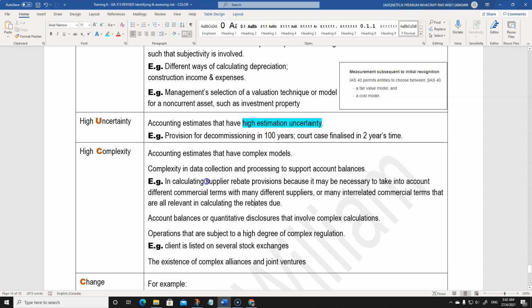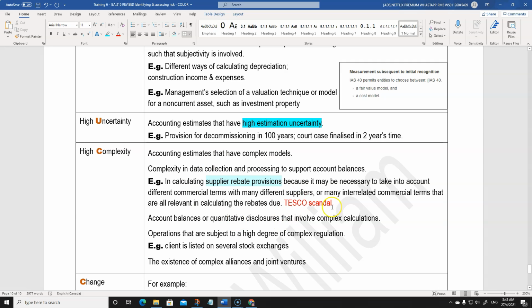Another example is the area of supplier rebate provisions. A very good example here would be the case of Tesco. And Tesco had a scandal a few years ago. The auditors were Pricewaterhouse and they did not manage to pick it up. One of the reasons why they did not pick it up was because the materiality level was very high. You can go on the internet and check out that scandal. But the area of misstatement was the area of the supplier rebate.